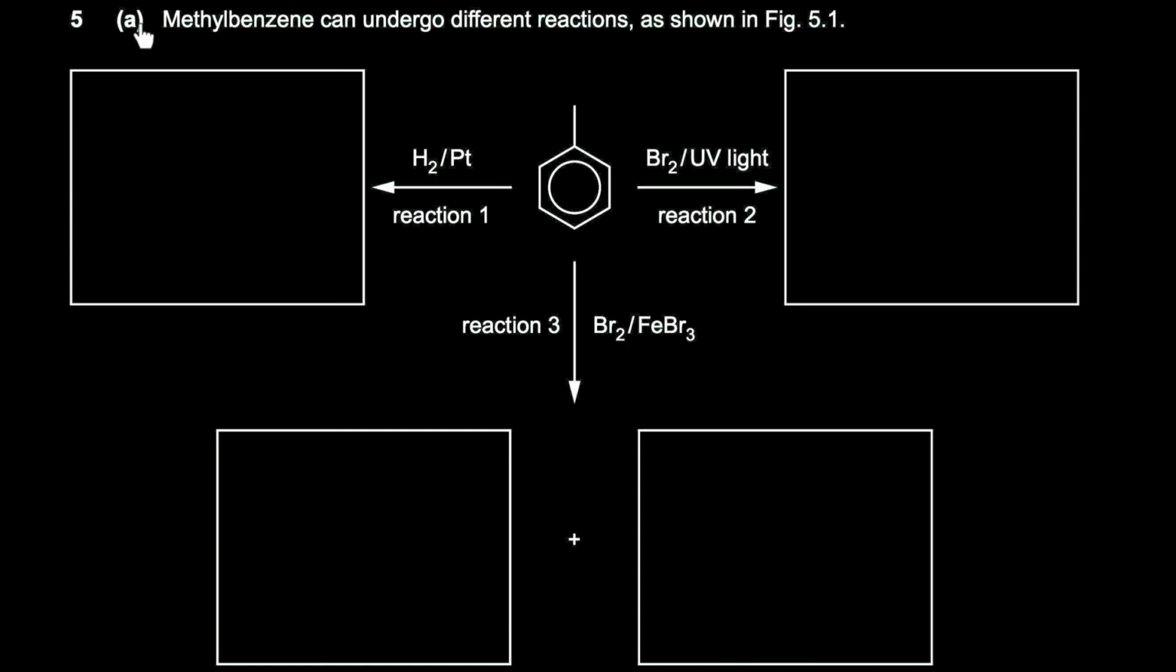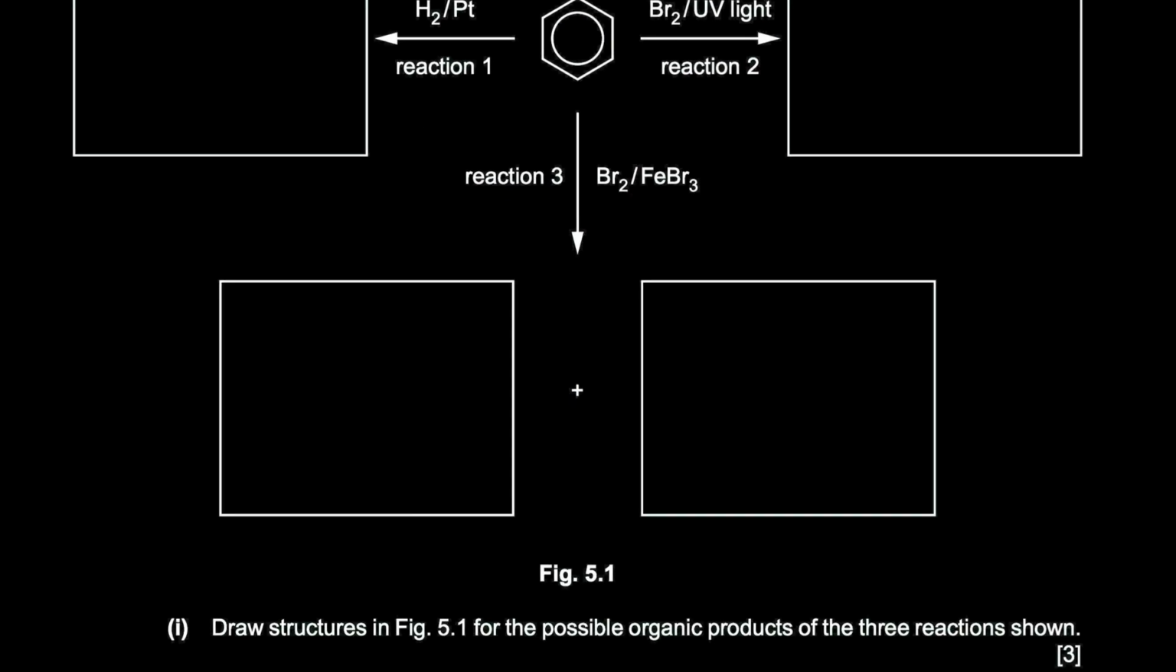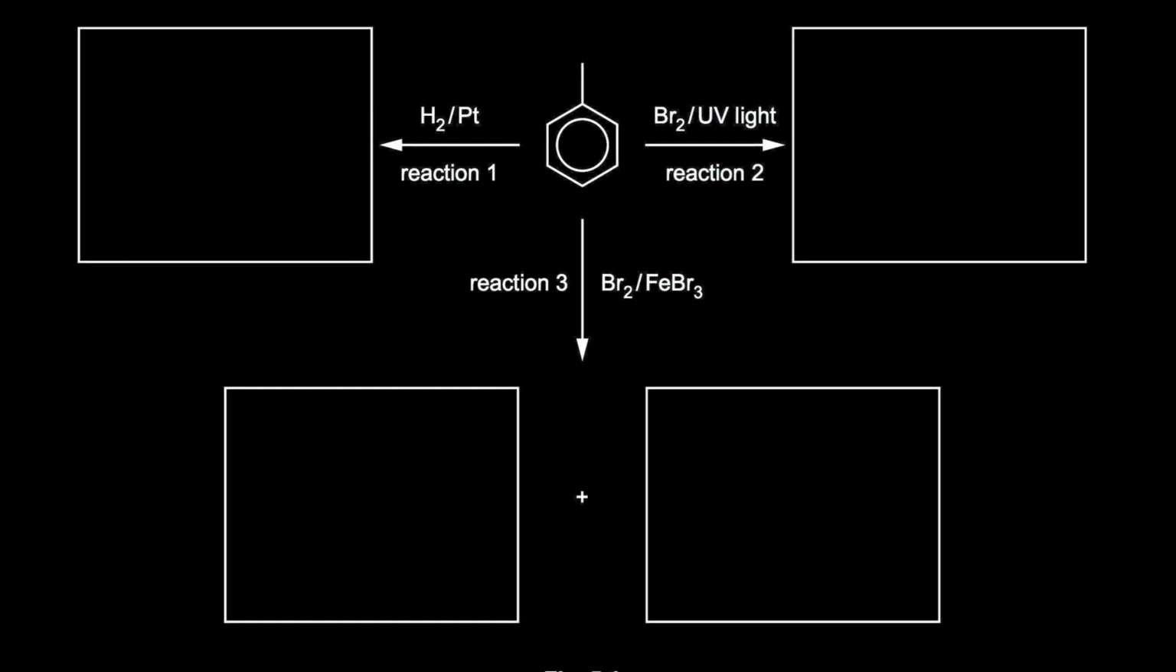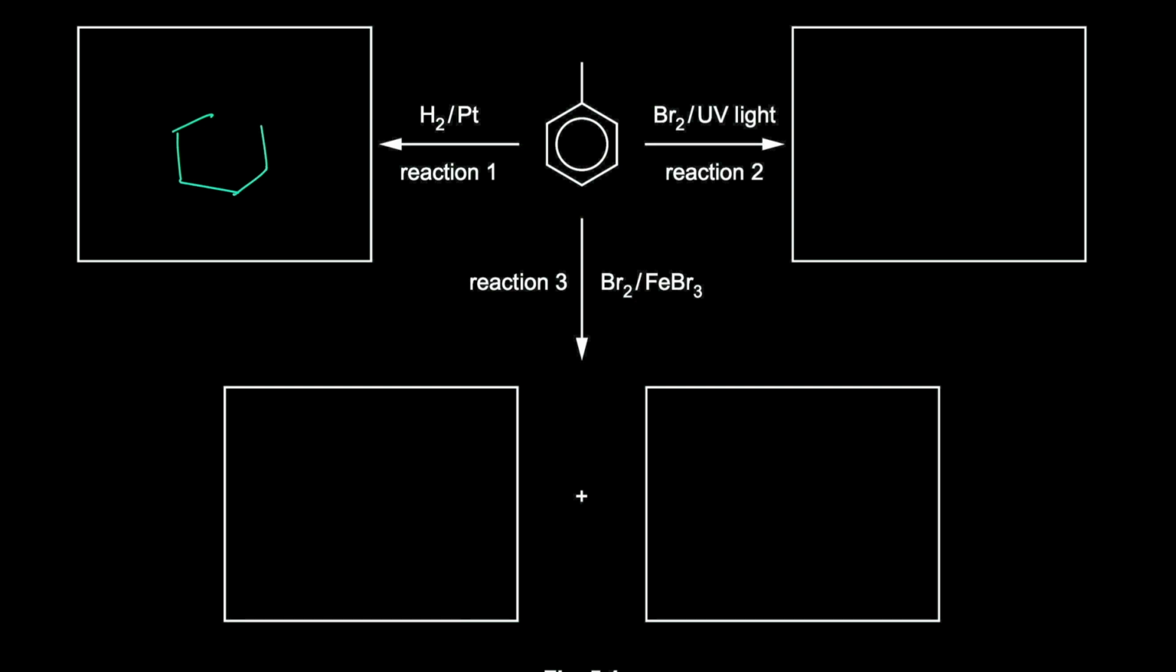Here we have question number 5, which says methyl benzene can undergo different reactions as shown in figure 5.1. Draw structures in figure 5.1 for the possible organic products of the 3 reactions shown. So in reaction 1, methylbenzene is reacting with hydrogen in the presence of platinum catalyst. You can use nickel catalyst as well. This is the hydrogenation or the reduction of benzene. So we get rid of the benzene ring, and we have that methyl group. So we get a methyl cyclohexane.